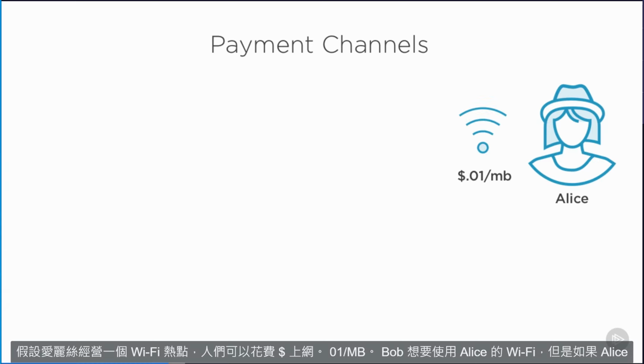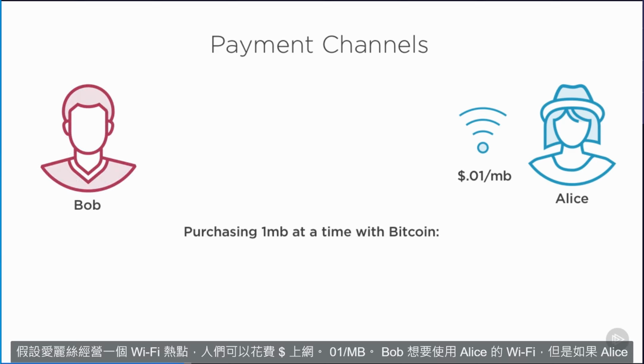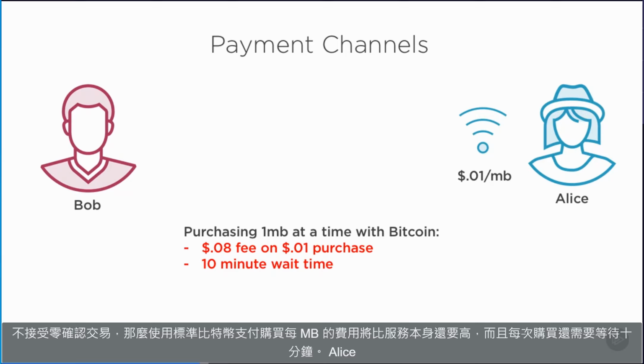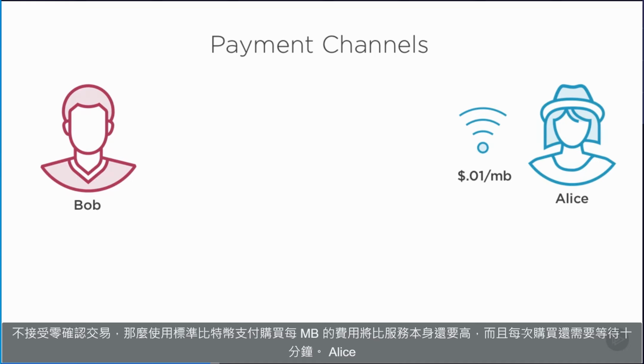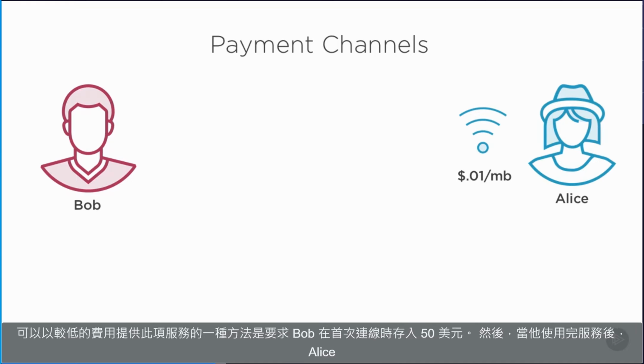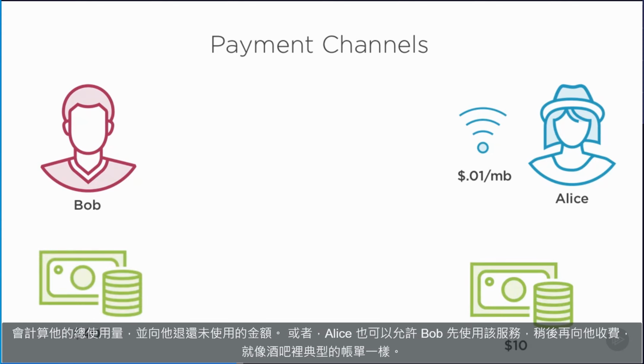Suppose Alice runs a Wi-Fi hotspot where people can access the internet for 1 cent per megabyte. Bob wants to use Alice's Wi-Fi, but purchasing each megabyte with a standard Bitcoin payment would cost more in fees than the service itself, and would also require 10-minute wait times for each purchase if Alice didn't accept zero confirmation transactions. One way Alice could provide this service with lower fees is to ask Bob to deposit, say, $50 when he first connects. Then when he's done using the service, Alice calculates his total usage and sends him a refund for any amount not used.